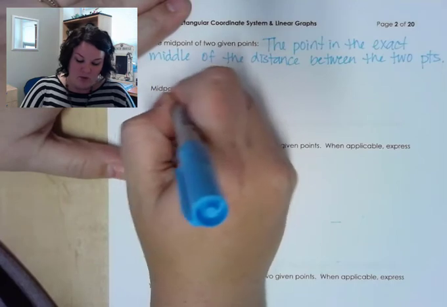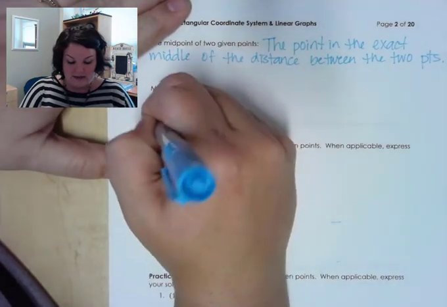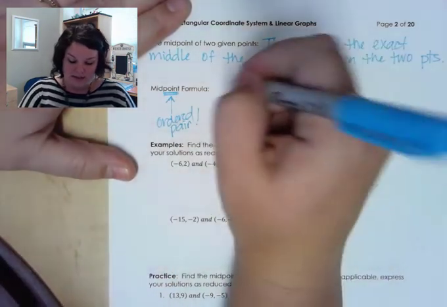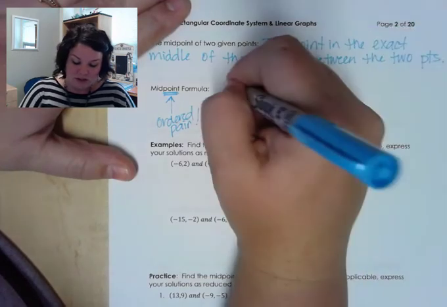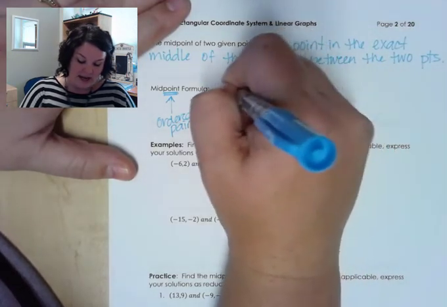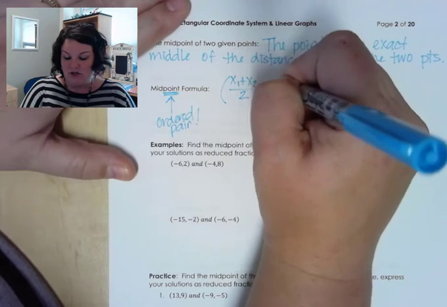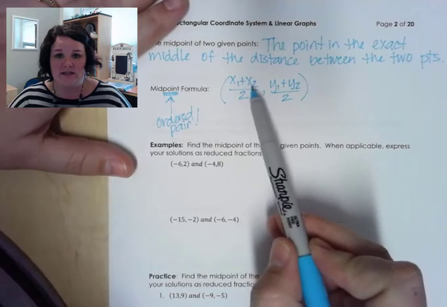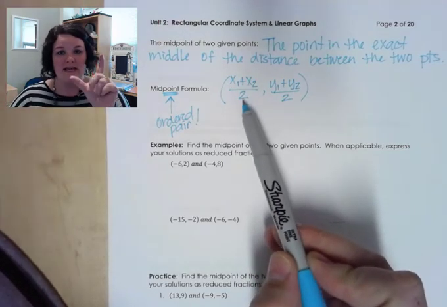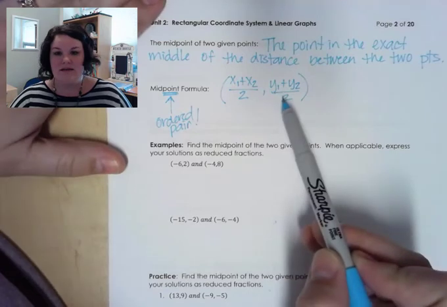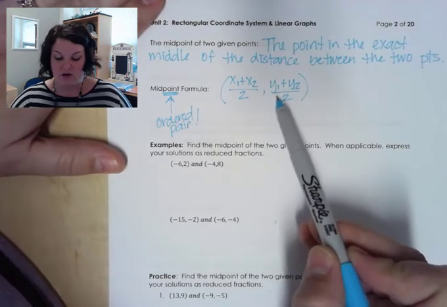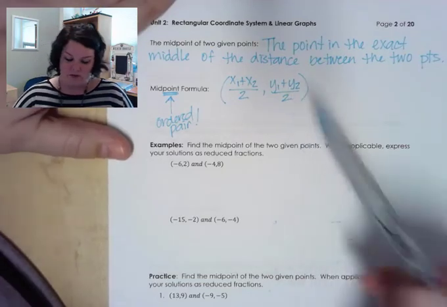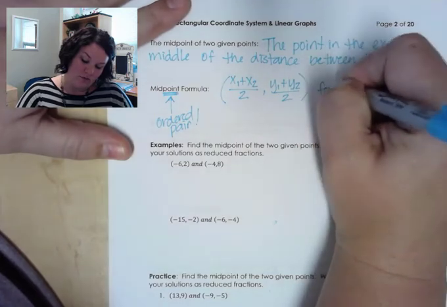Now, because it is a point, we want to make sure we write it as an ordered pair. Very important. Okay, so this is an ordered pair. And what we're going to do is just exactly what I said. We're going to average our x values and we're going to average our y values. So we're going to take our 2 x values, we're going to call them x1 and x2, add them together and divide by 2 to find that center x. Okay, then we're going to do the same thing with the y's. Add our 2 y values, which we're going to call y1 and y2, and divide them by 2 to find that center y value.